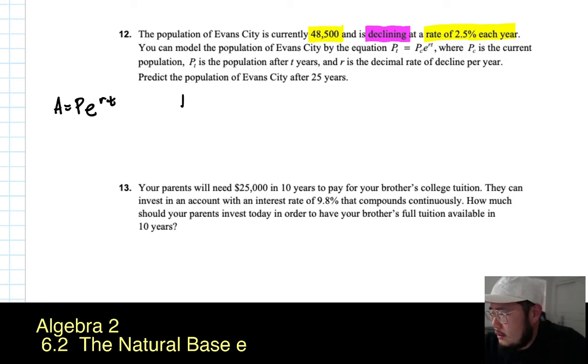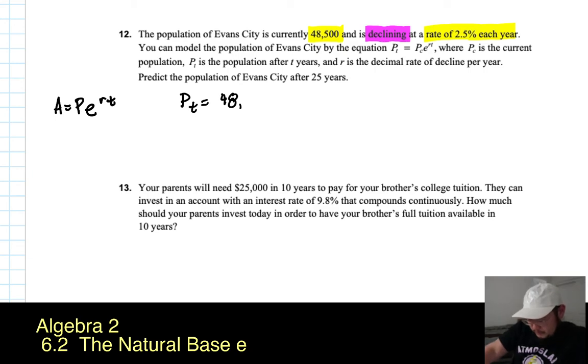Let's take that 0.25% right there and turn that into a decimal. So 0.025, that will be your rate. And then we have T, that'll be 25. So we plugged all that stuff in, and then let's go ahead and plug in the power raised to the 0.025 and then times 25.